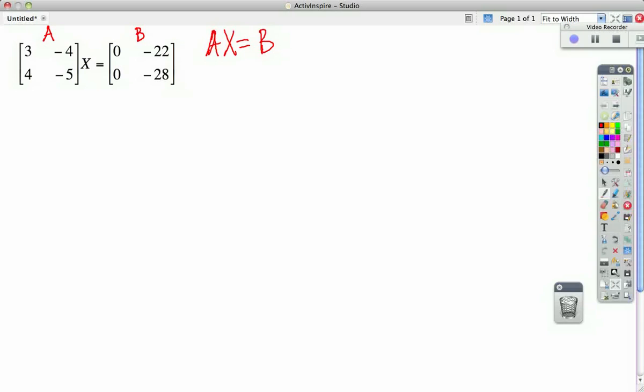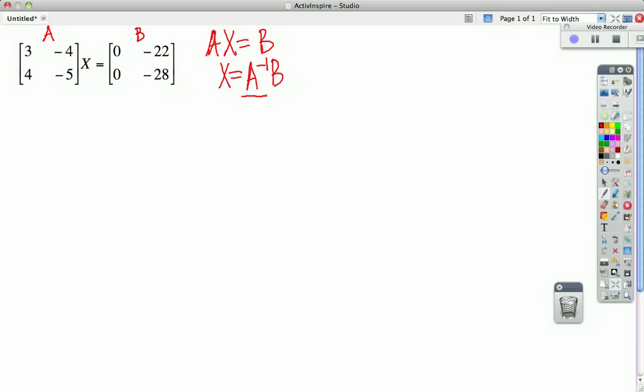Now, in order to solve for x, x equals the inverse of A times B. And it's really important that you have the inverse of A listed first before B. Because remember, multiplying matrices, the commutative property doesn't apply to that. They're not commutative. So make sure you have the inverse first.